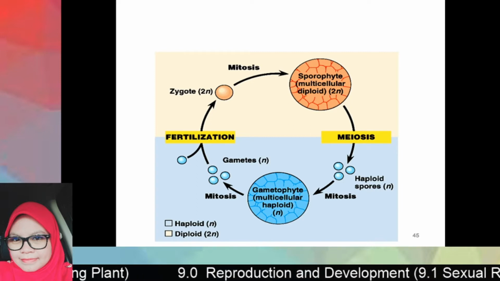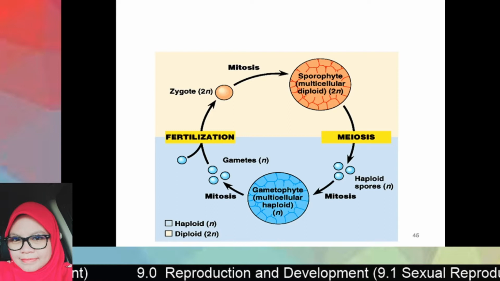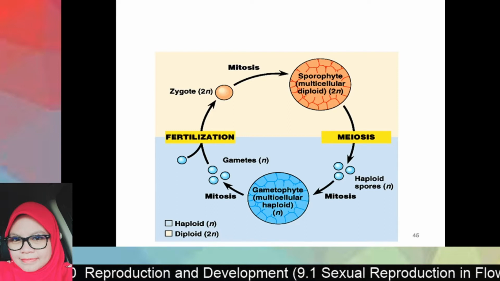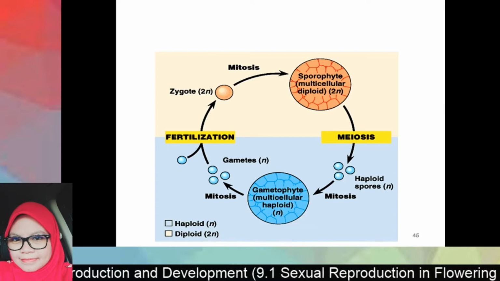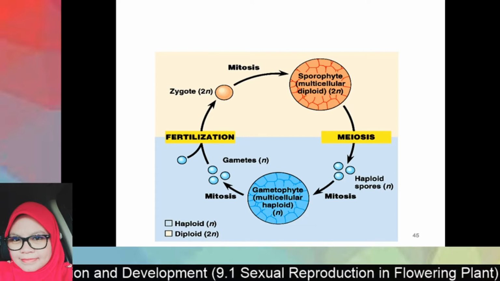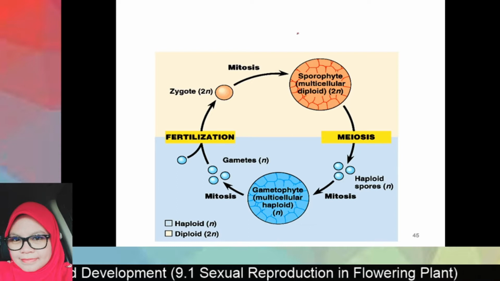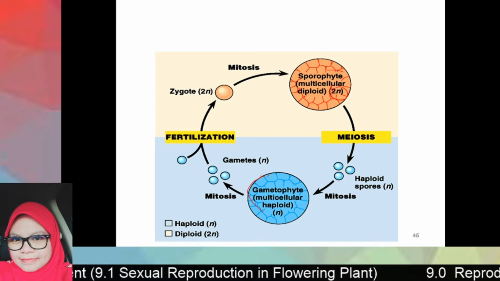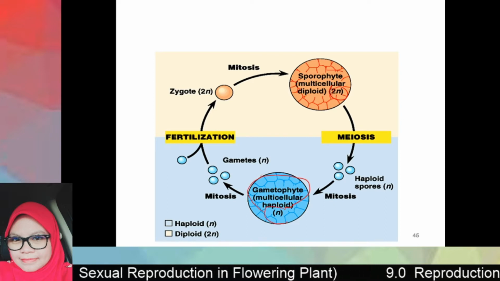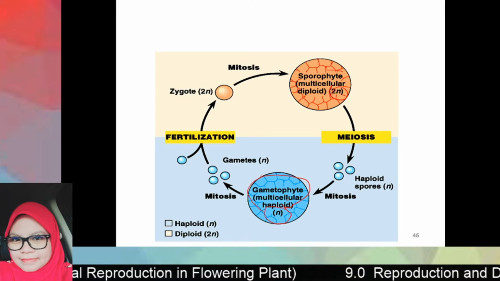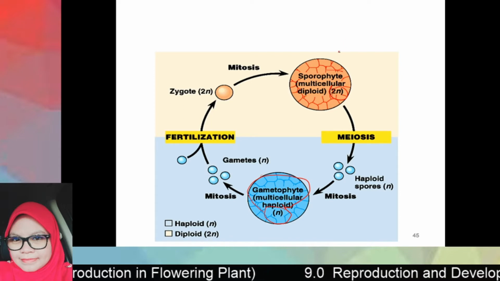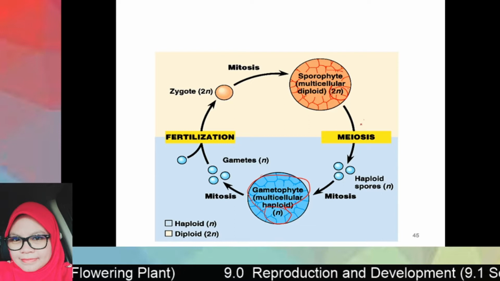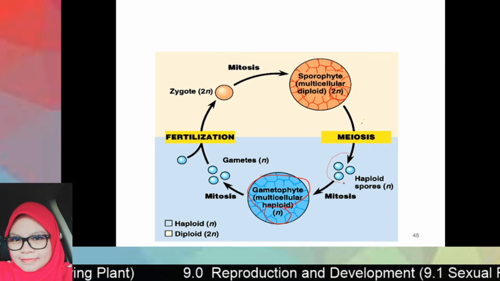For plants, the life cycle involves alternation of generation. What is meant by alternation of generation? The life cycle will have two generations: the sporophyte generation, which is diploid, and the gametophyte generation, which is haploid. So what happens is the sporophyte generation, which is diploid, undergoes meiosis to produce haploid spores.